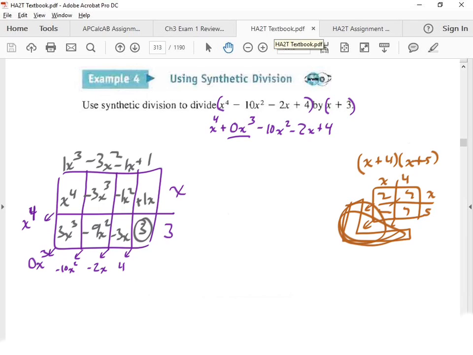Now, if these two numbers right here don't match, that means you have a remainder. And when we did synthetic division, we got a remainder, right? So what you do is you go outside number minus the inside number. It's going to be 4 minus 3. This is our remainder, and so we go plus 1 over x plus 3. And this is our answer.